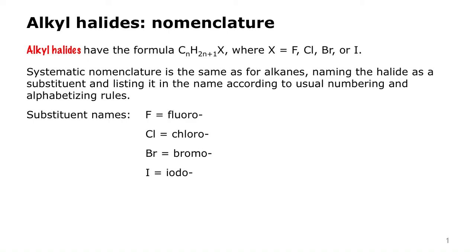The systematic nomenclature for alkyl halides is the same as that for alkanes. And we simply name the halide as a substituent. You list it in the name according to the usual numbering and alphabetizing rules. The names of the halogens, if they're substituents on alkanes, are listed here. Fluoro for fluorine, chloro for chlorine, bromo for bromine, and iodo for iodine.